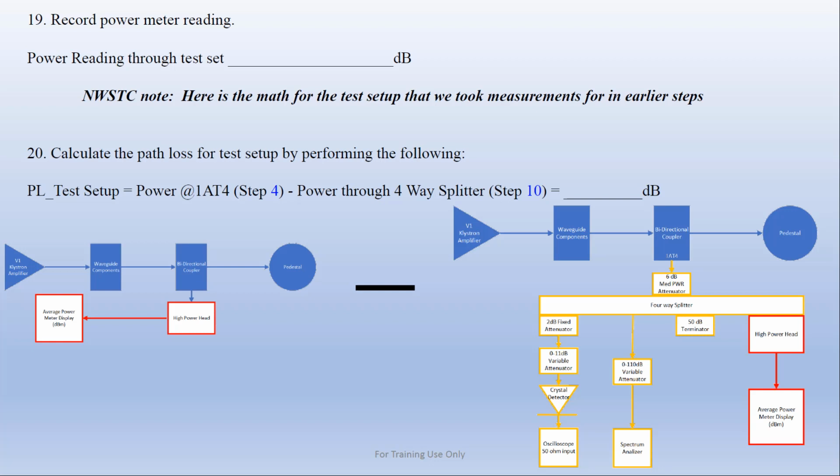Now that we've got that information, we're going to calculate the path loss of our test equipment, the component shown in gold on the screen. So the first thing we're going to do is note the power that we're currently reading on our power meter coming off the four-way splitter. Then in step 20, we're going to take our measurement that we made at 1AT4, step 4, and subtract the measurement that we made on step 10, which was the output of our four-way splitter. This will represent the loss that we have of our test equipment.